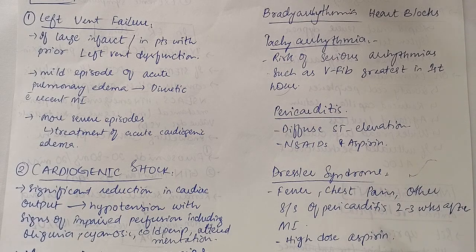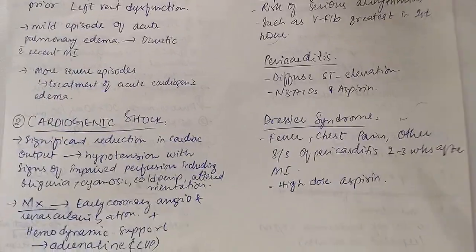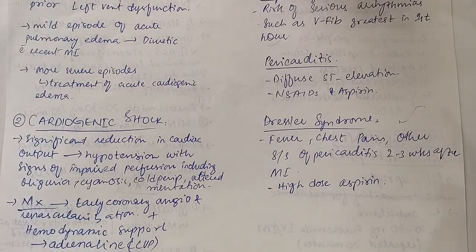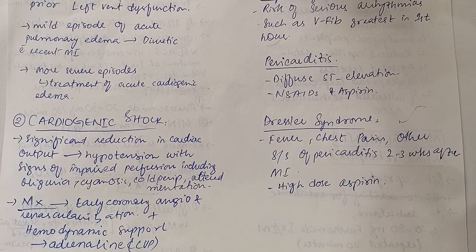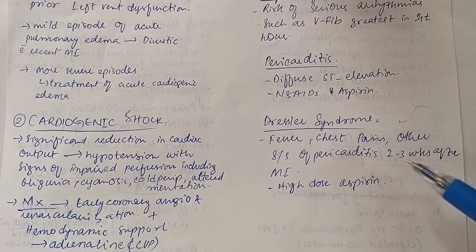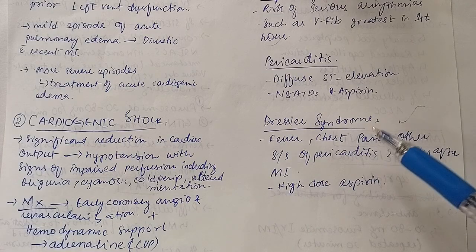Then we have Dressler syndrome. It is believed to be an autoimmune process post-MI, and it presents with fever, chest pain, and other signs and symptoms of pericarditis, mostly 2 to 3 weeks after MI. A high dose of aspirin is given in this case, and NSAIDs and corticosteroids are avoided.